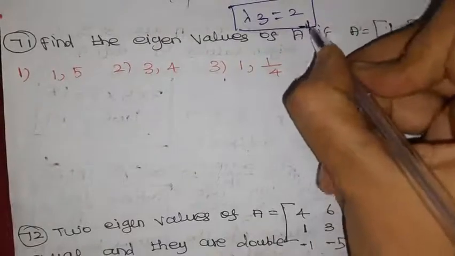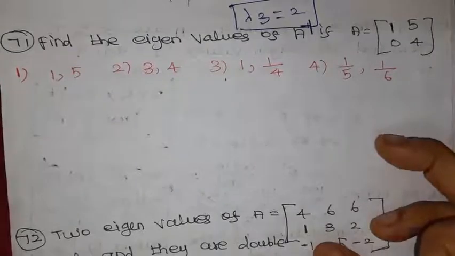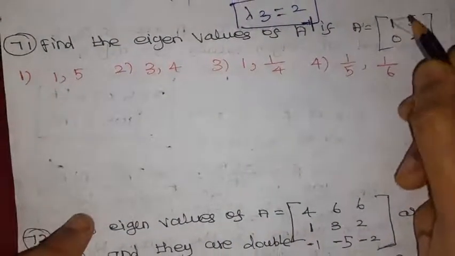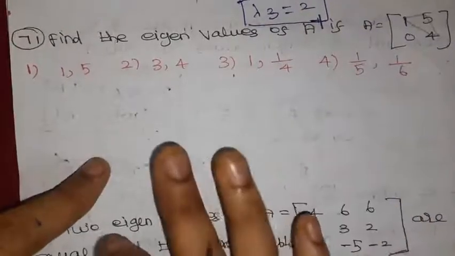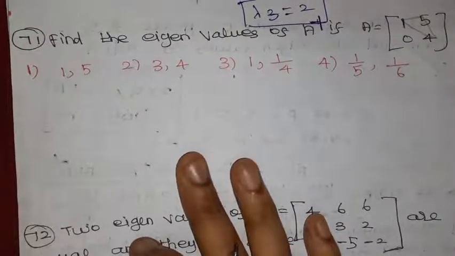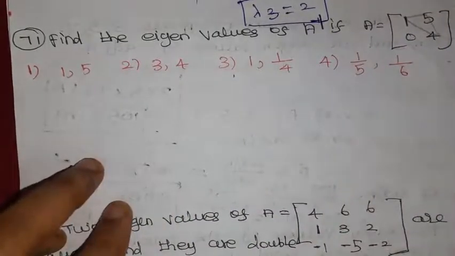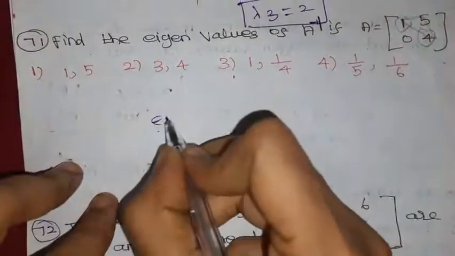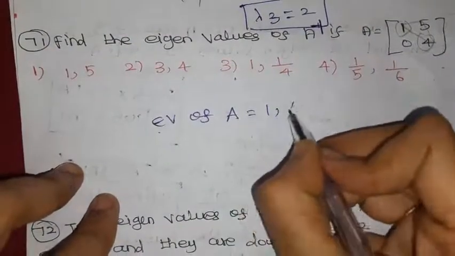This is A inverse. If A is given, we need to find out the eigenvalues of A. See, the given matrix is a triangular matrix, right? This is an upper triangular matrix. What do we know about the properties of eigenvalues related to a triangular matrix? For any triangular matrix, it may be upper or lower, the eigenvalues are just the leading diagonal elements. So this is a 2 cross 2 matrix. So eigenvalues of A, it will have 2 eigenvalues as 1, 4.